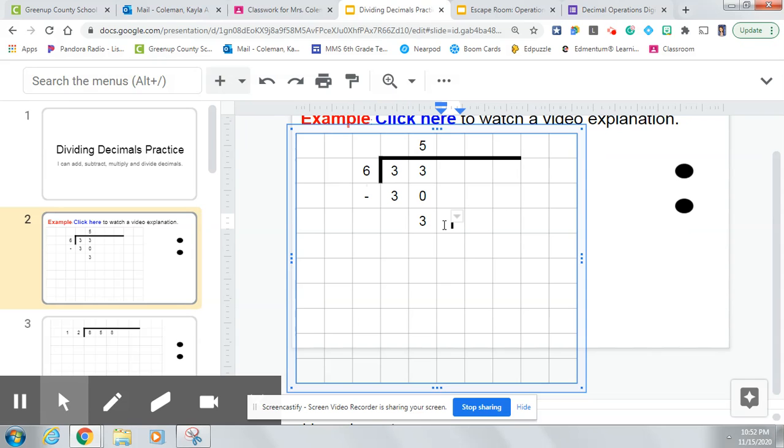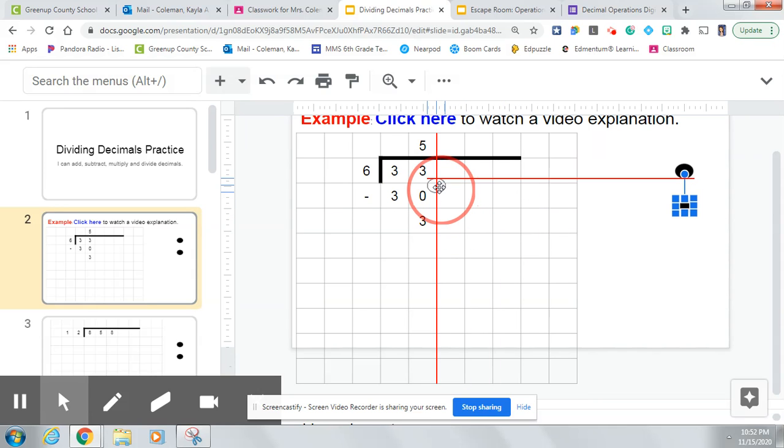When I have 3 as a remainder, that's telling me that 6 did not go into 33 evenly. There's going to be a little left over. So sometimes we use decimals to figure out exactly how much is left over. So to figure that out, we actually have to make our dividend a decimal. So I'm going to move a decimal point over here behind the 33 to make it 33 point something.